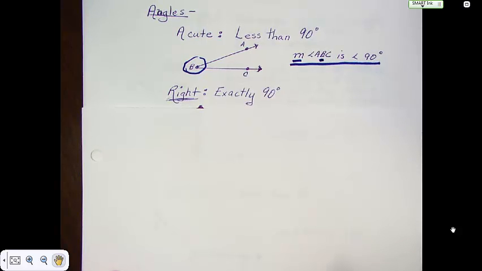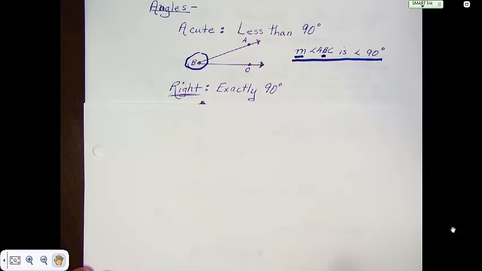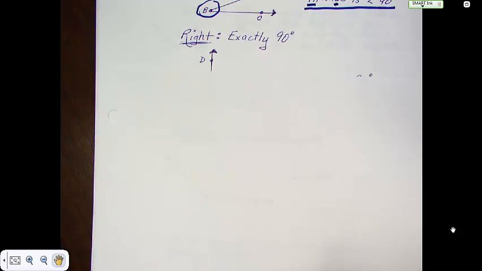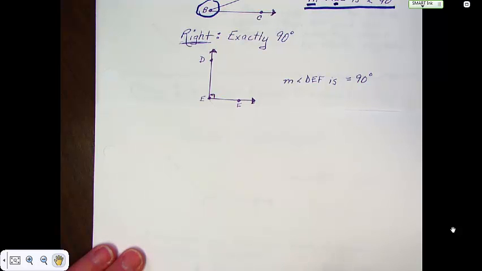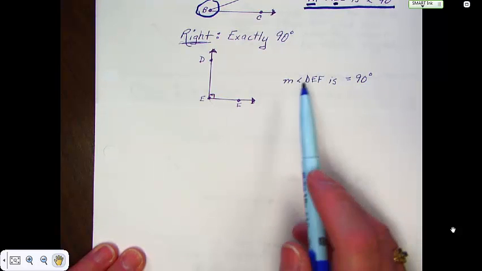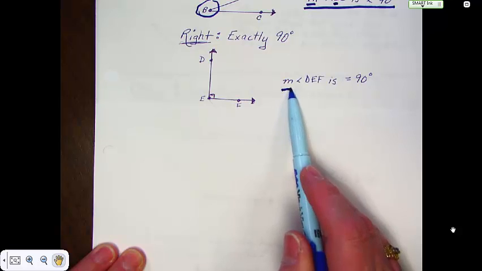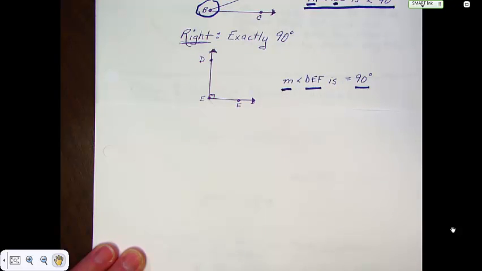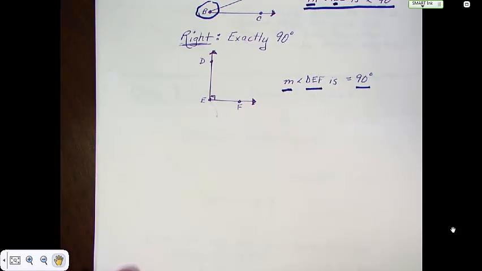Right angles measure exactly 90 degrees. Not more, not less, not 91, not 89, but 90. Here is an example of a 90-degree angle. Here is how you would write it: the measure of angle DEF is 90 degrees. Please put this in your notes.